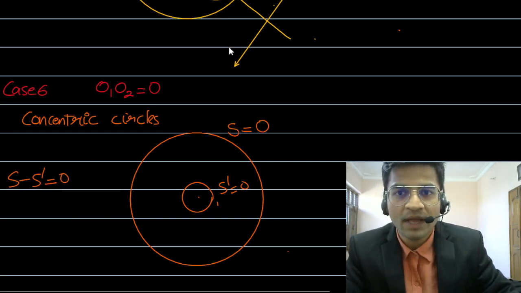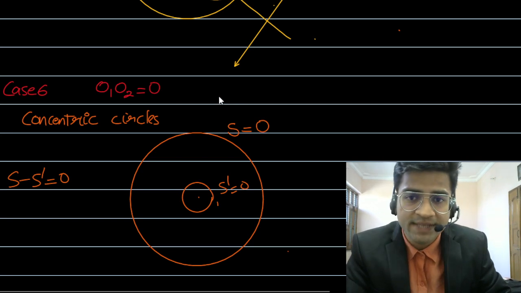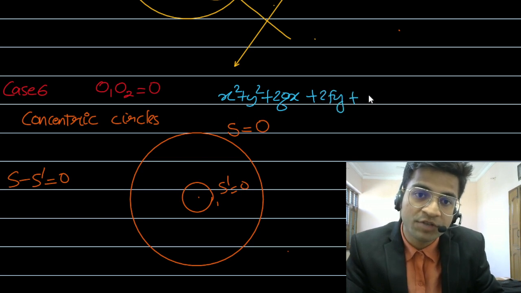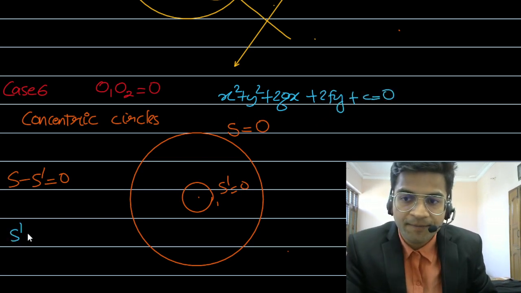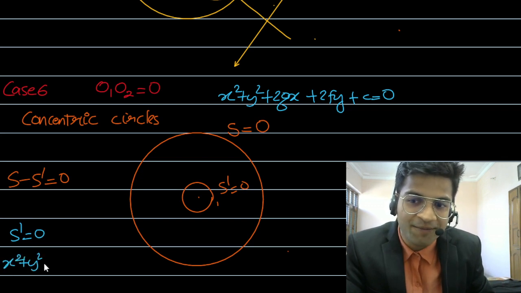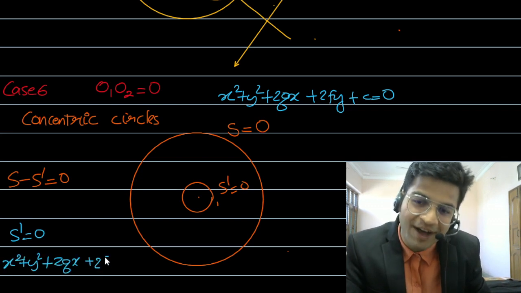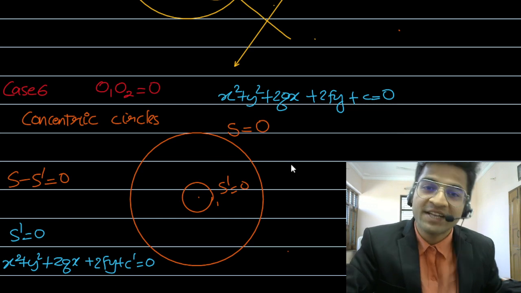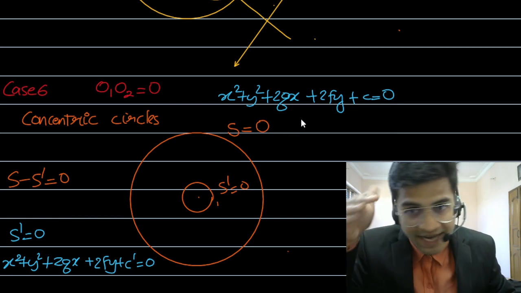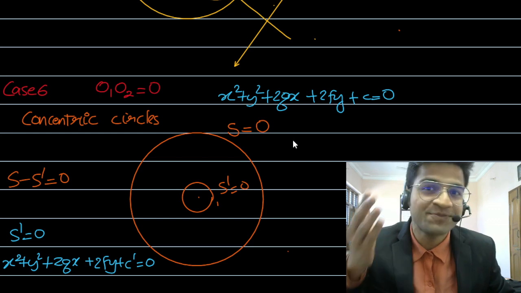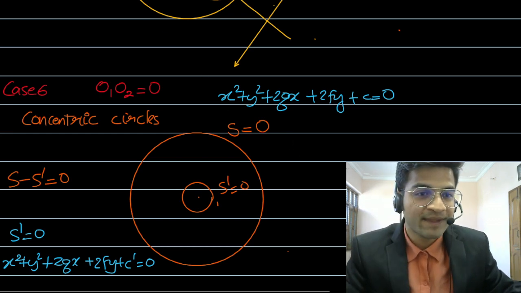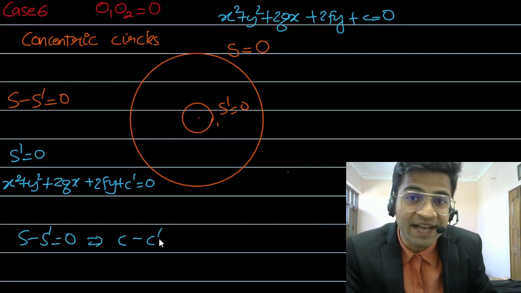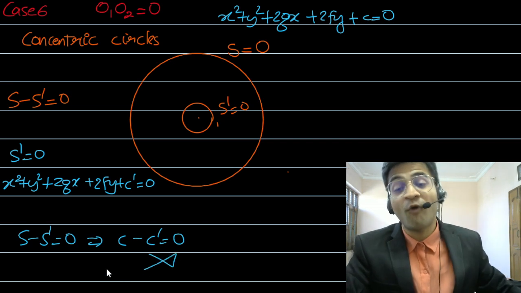Let us see. Let us write the equation of S equal to 0 as x square plus y square plus 2gx plus 2fy plus c equal to 0, and S dash equal to 0 represents x square plus y square plus 2gx plus 2fy plus c dash equal to 0. Why is it so? They both have the same center, minus g, minus f, the coordinates of the center of the first circle and of the second circle as well. So S minus S dash equal to 0 will be c minus c dash equal to 0, which is not true, which is false, which is bogus.